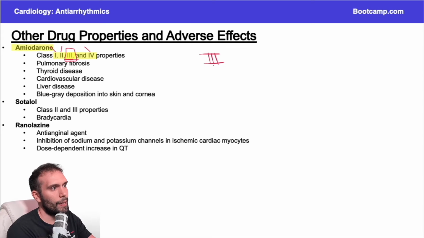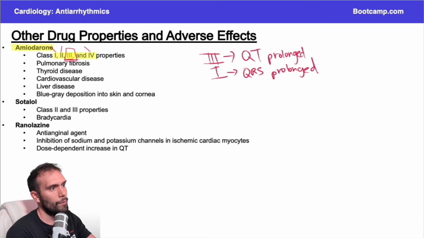Well, let's see. If I am a class 3 antiarrhythmic, which it primarily is, you can get QT prolongation, right? Because you're inhibiting potassium current, and that potentially can cause QT prolongation. If I'm a class 1 antiarrhythmic, I think my classic one, my 1A, which is right in the middle, that's going to inhibit sodium current. That can prolong my QRS. Okay, so you can get a prolonged QRS as well with amiodarone.